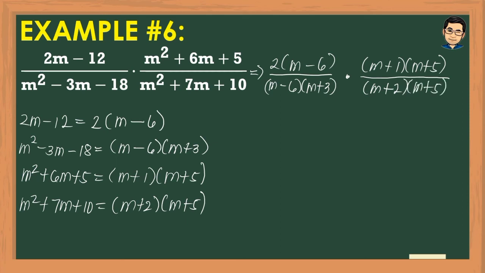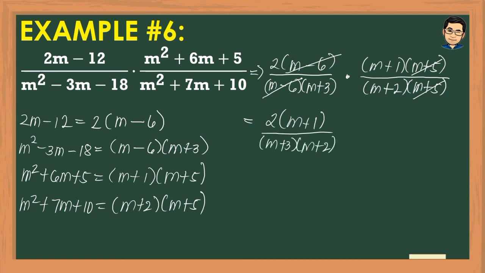Okay? So, and then, cancel na natin yung mga common factors. M minus 6, M minus 6, M plus 5, M plus 5. So, yung mga natira, 2 times M plus 1 all over M plus 3 times M plus 2.